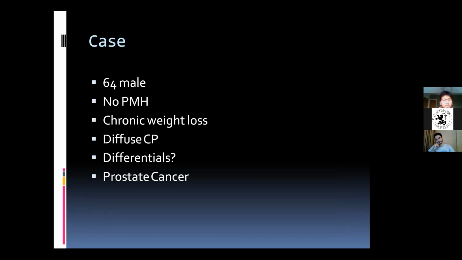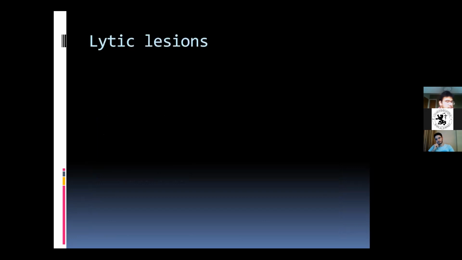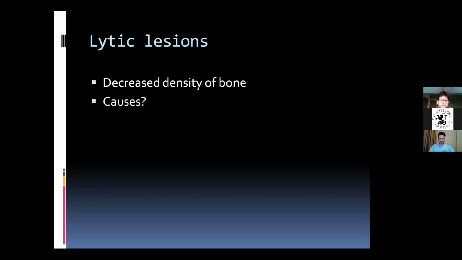Okay, right. Lytic lesions. Now, I'm not going to dwell too long on the lytic lesions. These are the opposite of sclerosis, so you have a decreased density of bone. What can be causes for lytic lesions? Give me a couple of causes. Yeah, good. Basically, any kind of malignancy.